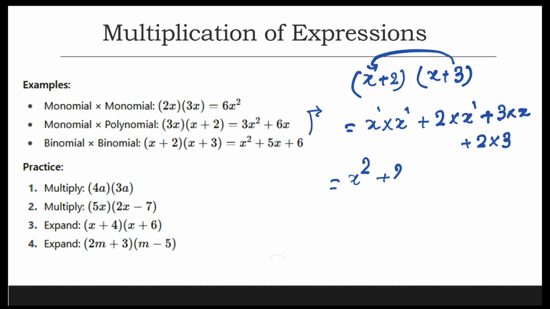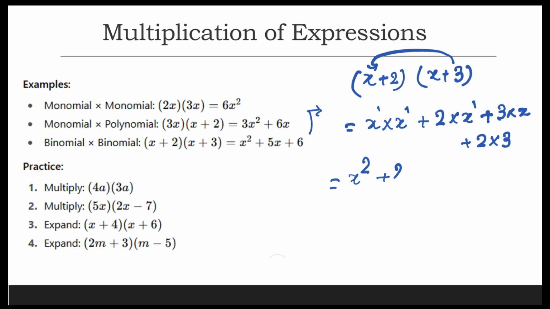X to the power 1, there is only one x. So this becomes 2x plus 3 into x to the power 1. There is only one x. So it becomes 3x, plus the last one is 2 into 3, 6. Now like terms 2x and 3x are like terms because the variable is the same in both cases with the same power. So what will happen? We will write x square plus we will add their coefficients.